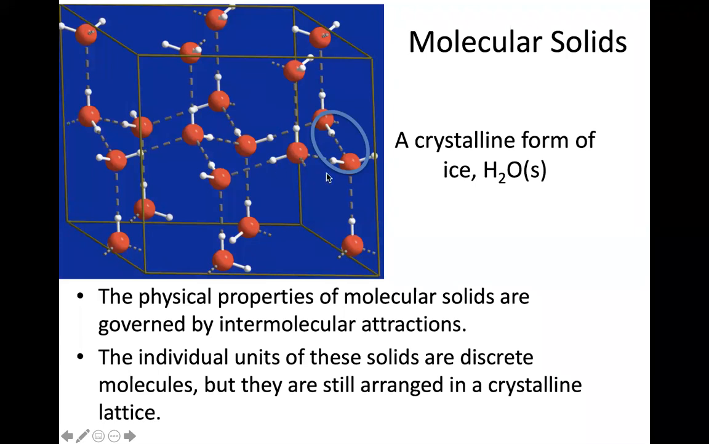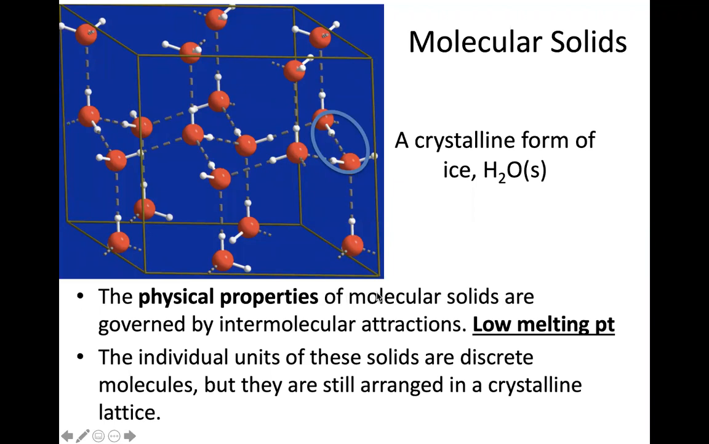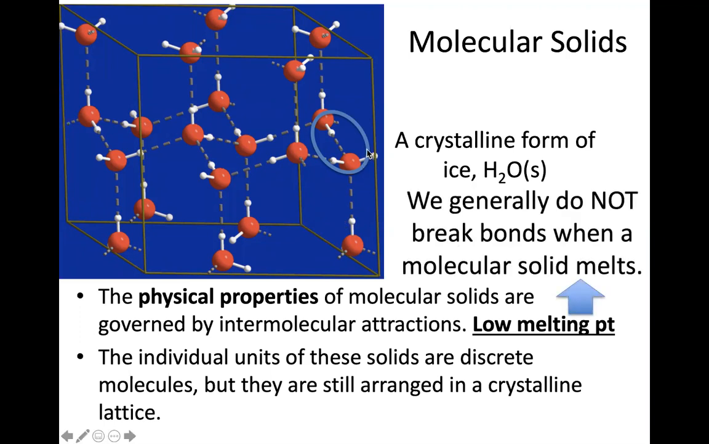When we have a molecular solid, we've got these discrete molecules being held together by these intermolecular forces. A key physical property, molecular solids usually have low melting points. The reason they have lower melting points, certainly than our metals or our ionic ones, is in order for this to melt, what happens? We generally are not breaking the bonds within the molecule. We're instead separating the molecules from each other. It's a lot easier to separate the molecules from each other than it is to break the bonds.